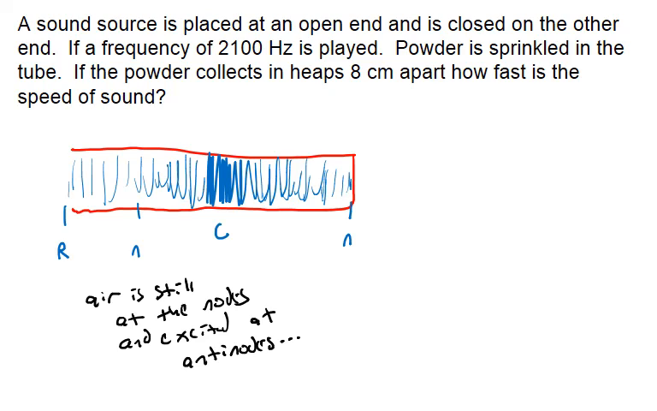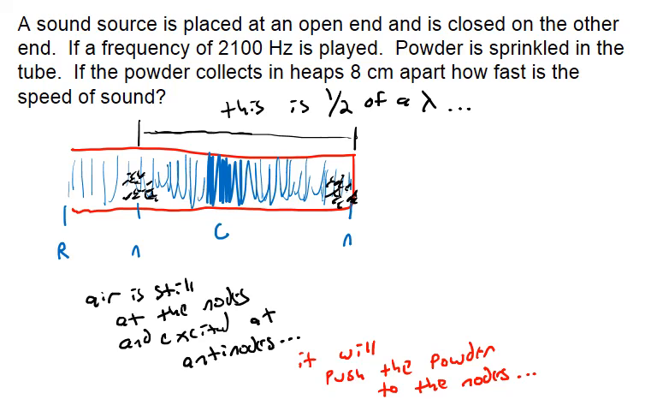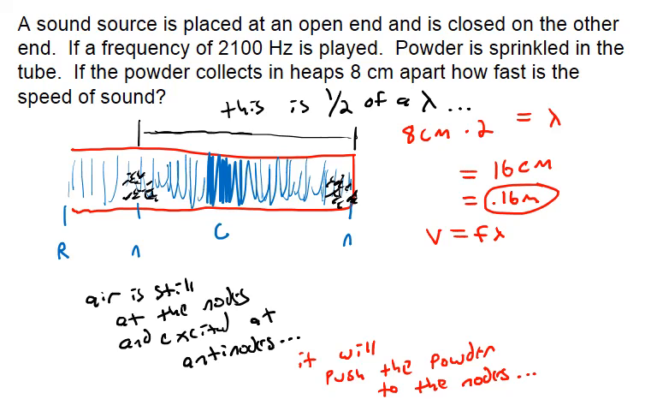Okay, so it's going to push the powder to the nodes, and therefore a node to a node, no matter what kind of wave you've got, is half of a wavelength. So if that's 8 centimeters apart, we've got twice that, right? That's going to be 16 centimeters for a full wavelength. Therefore, it's 0.16 meters. We have the frequency, and so the speed of sound in this tube is 336, which is pretty typical for normal air.